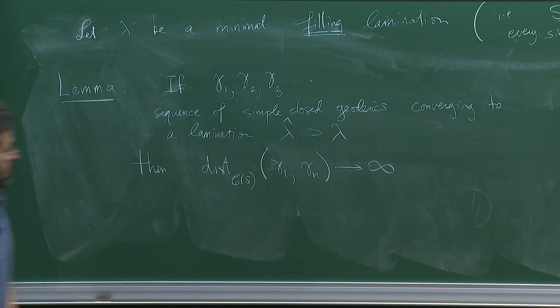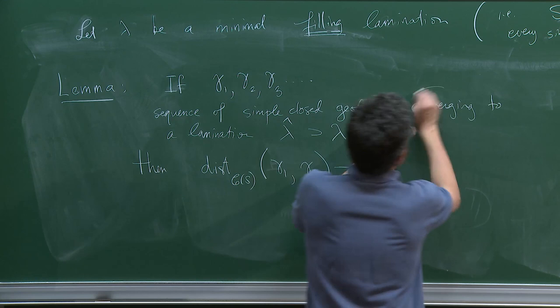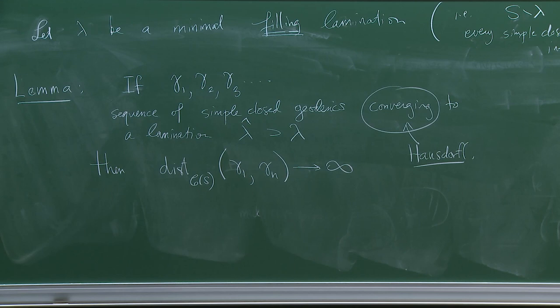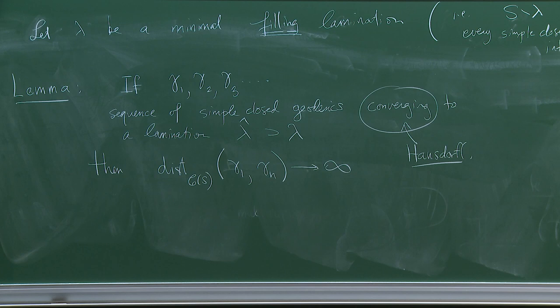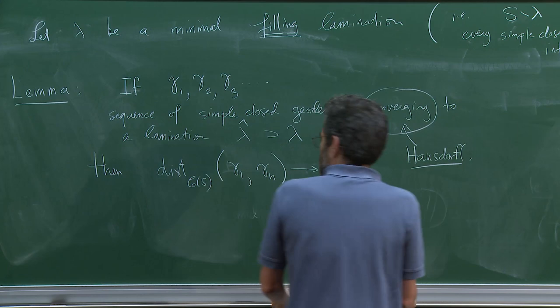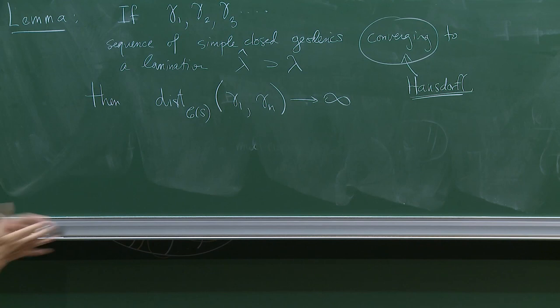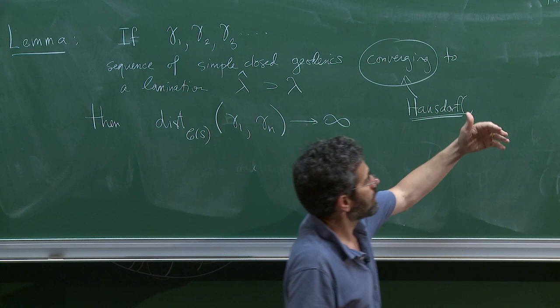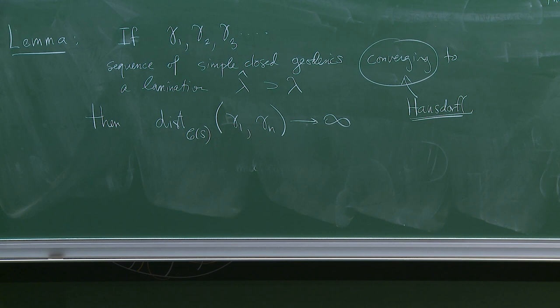So what do I mean by converging? This is just Hausdorff convergence. The Hausdorff topology on closed subsets of a metric space is just the one in which things are close if they look close. If you take off your glasses and they look the same, then they're close. I'm not going to define the Hausdorff topology, but that's what it means. They converge if they look like they're more and more the same. And it's not hard to see that a sequence of simple closed curves can only converge to a lamination. It's a theorem; you have to check. But that's what the laminations are there for, to encode this kind of convergence of simple closed geodesics to these sort of infinite objects.